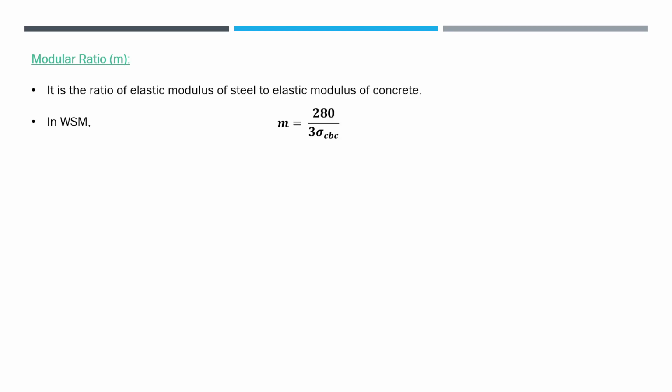We have already discussed a little about what modular ratio is. So, let me define it clearly. Modular ratio in concrete design is the ratio of elastic modulus of steel to that of concrete. In WSM, as per Indian standard recommendations, the value of modular ratio is given by 280 by 3 sigma CBC, where sigma CBC is permissible stress in concrete in bending compression, which is approximately equal to fck by 3.